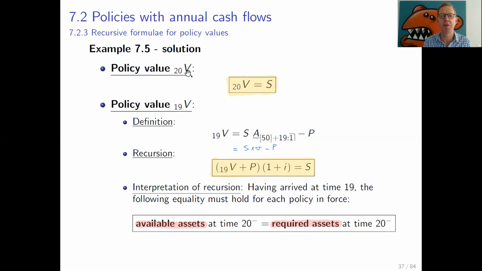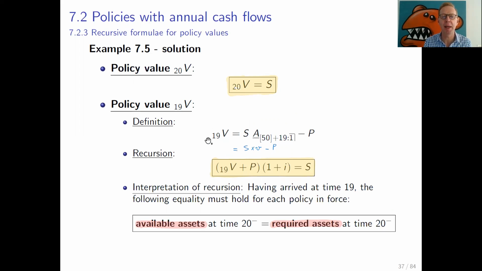Let us start with the policy value V20. The insured is still alive at time 20, and if we calculate its policy value, we then need immediately an amount S as the survival benefit. So V20 is S. Let us now go back 1 year and sit at time 19.